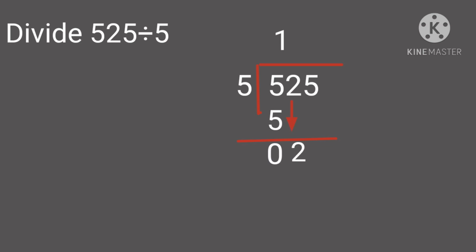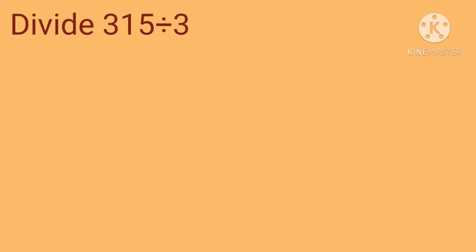Let us do some more examples on division. Let us divide 525 by the number 5. So, 5 goes 1 time in 5. Next, you bring down the digit 2. But 2 is smaller than 5, isn't it? So, what will we do? Yes, we have to put a 0 in the quotient's place and then bring down the next digit 5. Now, 5 into 5 is equal to 25. Now, subtract and you get the remainder as 0. The quotient is 105.